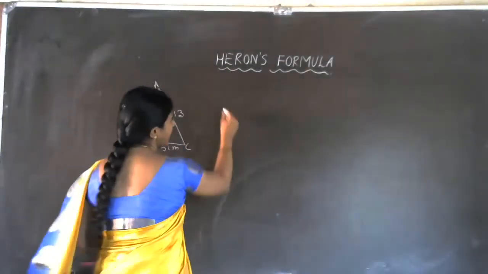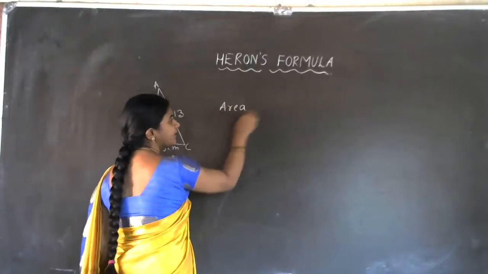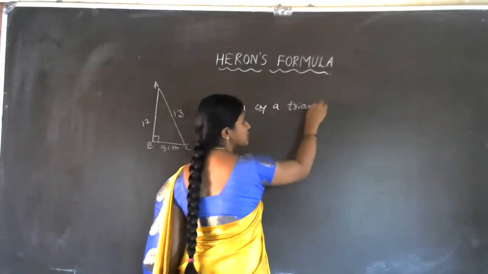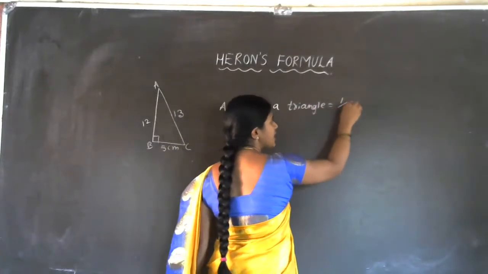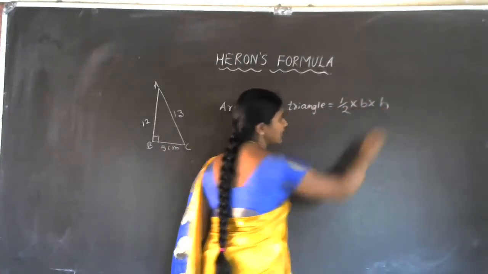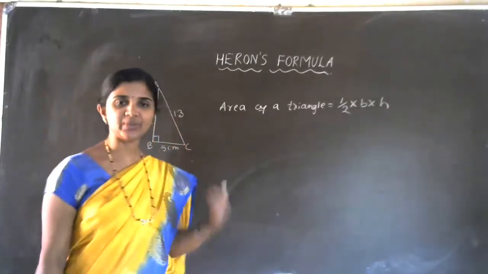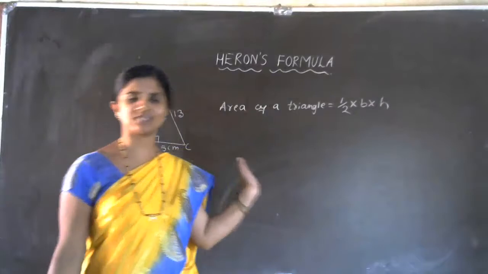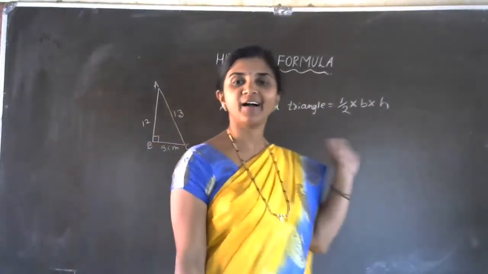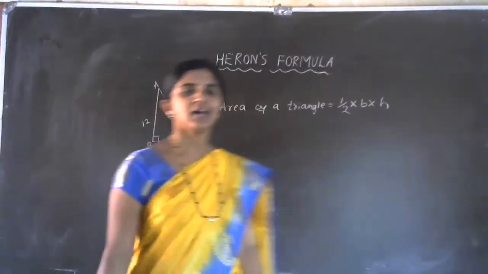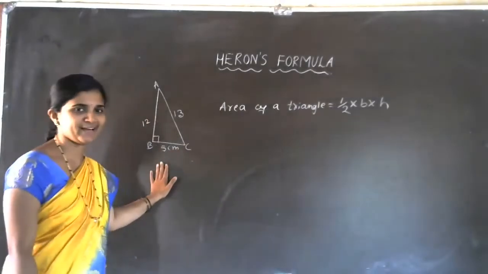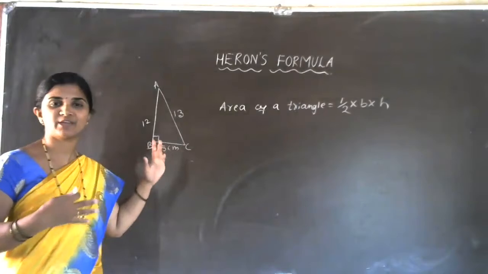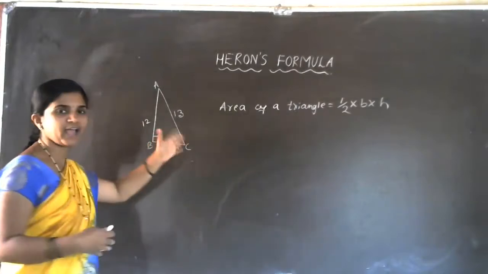So the area of a triangle is half into B into H. Everybody will give this answer because we used it up to 8th standard. Now here we have one right angle triangle. Especially with a right angle triangle it is very easy, because the height is mentioned.